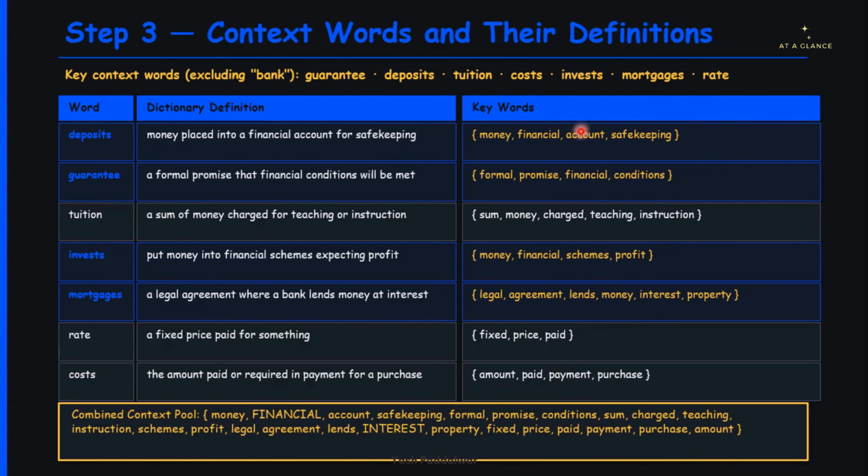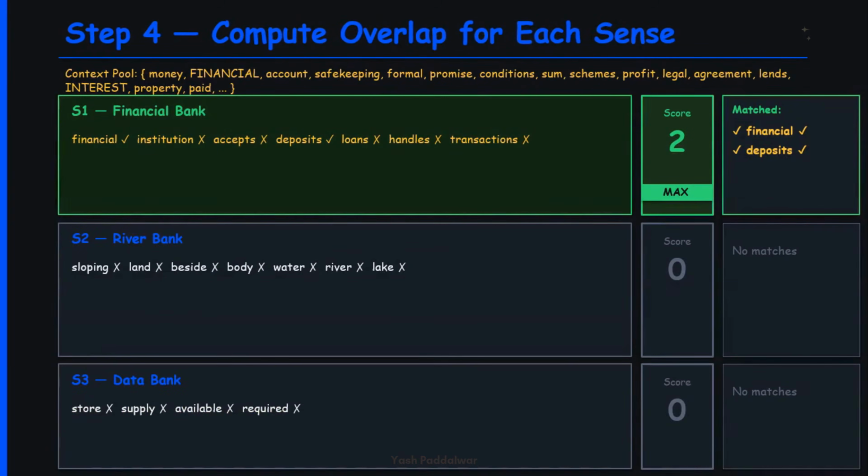Now when you compute the actual keywords out of every single context word's definition, just take the union of all of them. Basically, create a complete final context list. Now you have the context list, and you have the keywords of every single sense. Just compute the overlap between them. For every single sense you have to check which words are overlapped, which are present in the particular sense and also in the context pool.